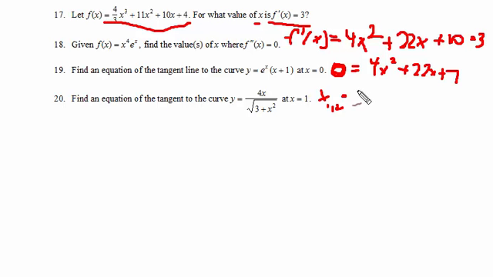So what is the quadratic formula here? It is negative b, right? B is 22 in this case. 22 plus minus the square root of b squared, so that is 22 squared, minus 4ac, so that's 16 times 7.